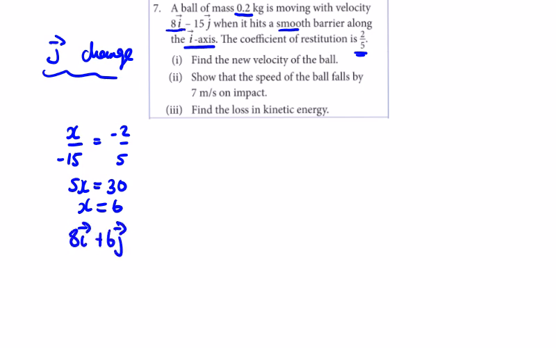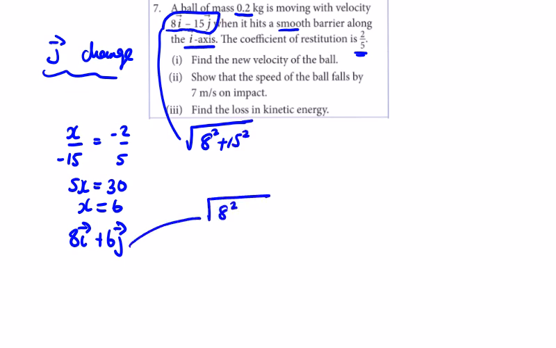The magnitude of this one is going to be the square root of 8 squared plus 15 squared. This is the square root of 289, which is 17. And the magnitude of this one is the square root of 8 squared plus 6 squared, which you guys know is 10. And we're asked the new velocity of the ball, which we have here. It's part 1. The speed of the ball falls by 7. Well, 17 minus 10 is equal to 7 for part 2.